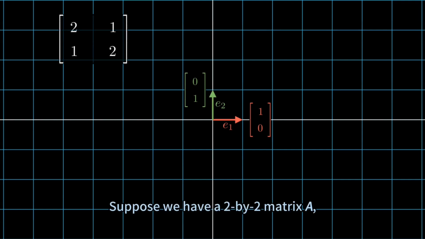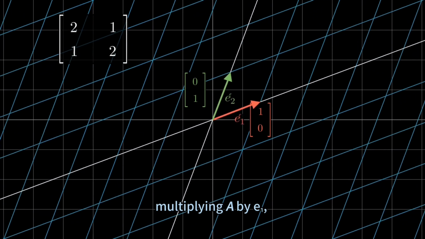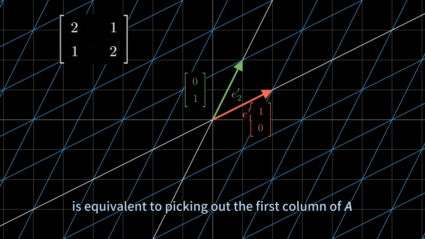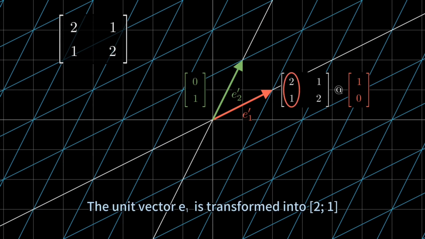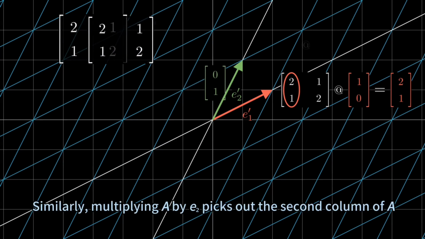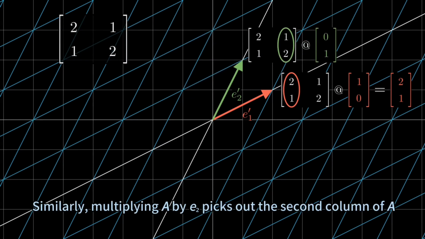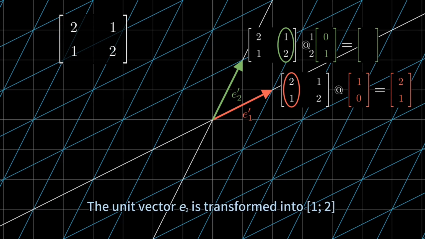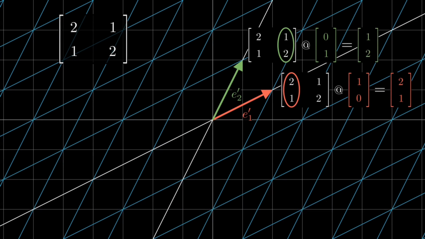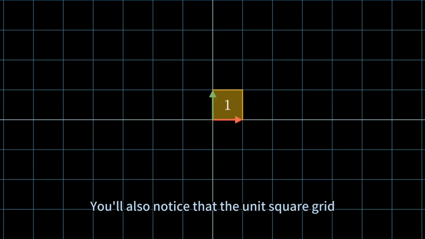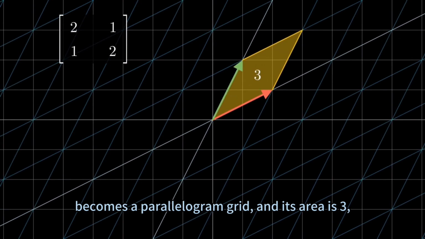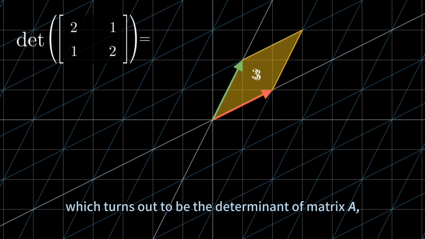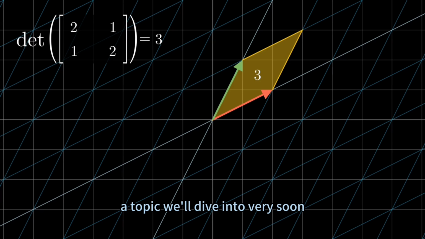Suppose we have a 2 by 2 matrix A. Multiplying A by E1 is equivalent to picking out the first column of matrix A. The unit vector E1 is transformed into (2, 1) transposed. Similarly, multiplying A by E2 picks out the second column of matrix A. The unit vector E2 is transformed into (1, 2) transposed. You'll also notice that the unit square grid becomes a parallelogram grid, and its area is 3, which turns out to be the determinant of matrix A, a topic we'll dive into very soon.